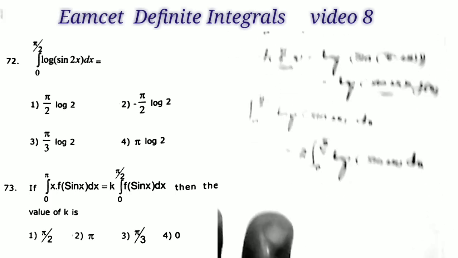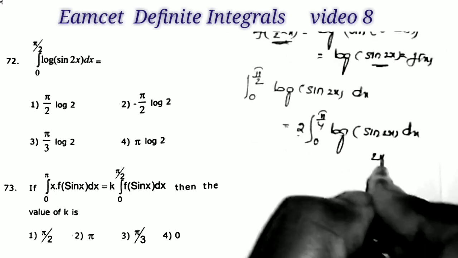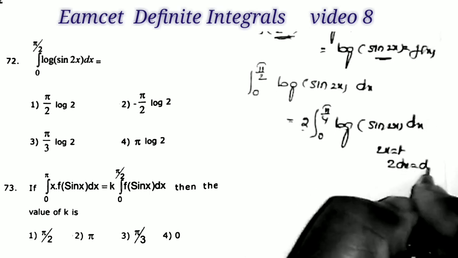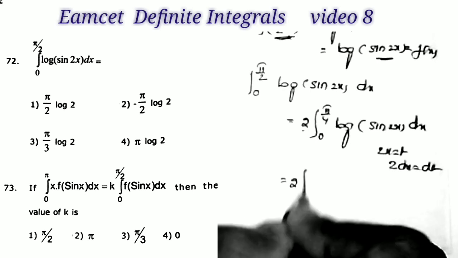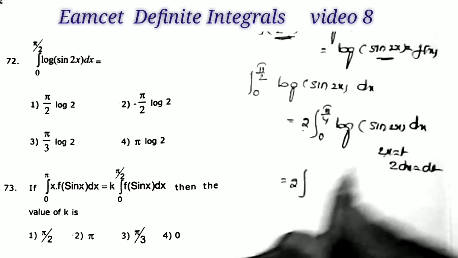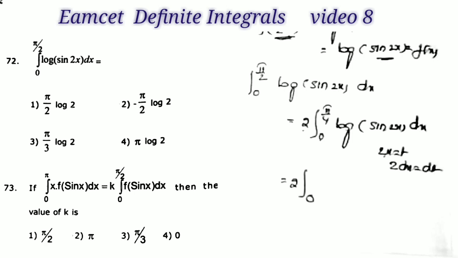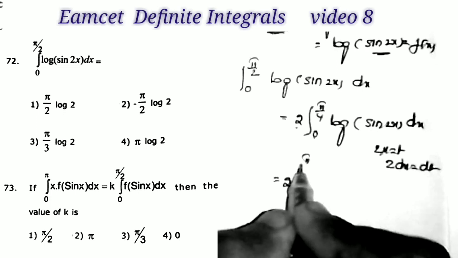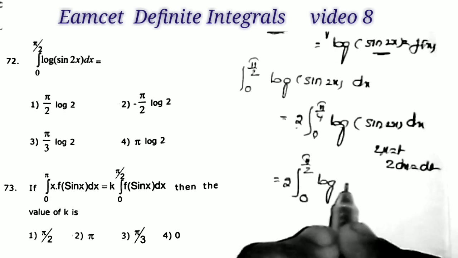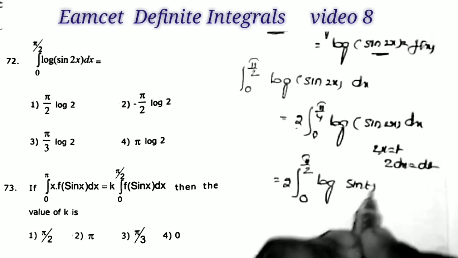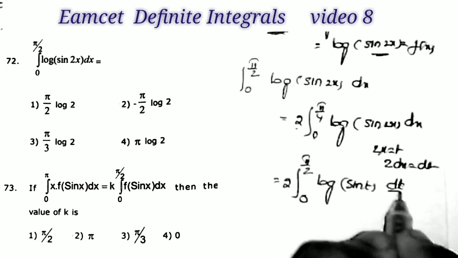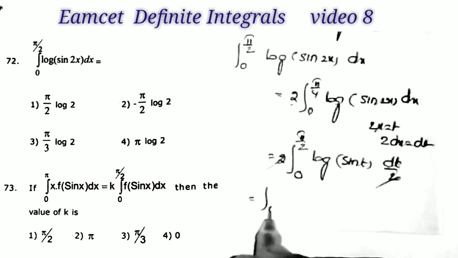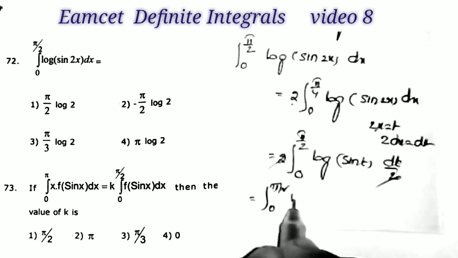Now in the next step I take 2x equal to t. 2x equal to t means 2 into dx is equal to dt. Now the quotient becomes 2 into integral, x equal to 0 means t equal to 0, x equal to pi by 4 means t equal to 2 pi by 4, that is pi by 2, into log of sin 2x equal to t into dx value dt by 2. Now here 2 and 2 get cancelled.